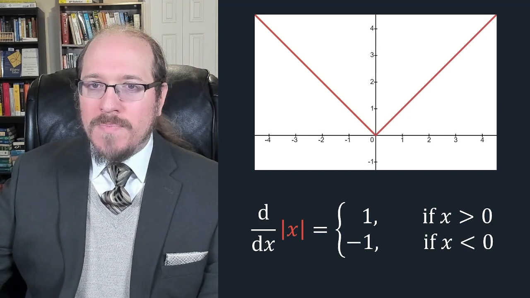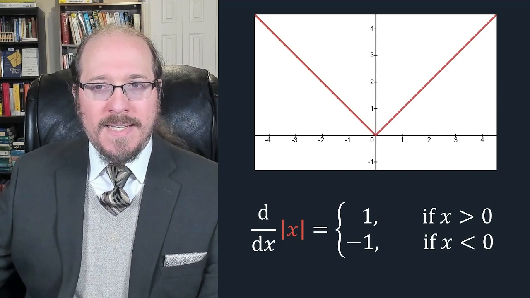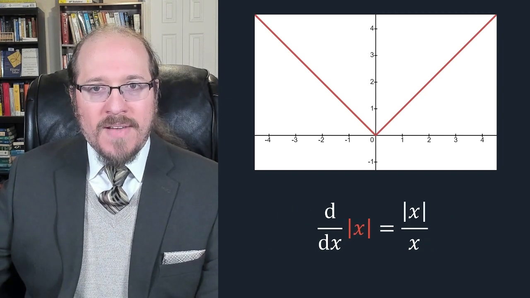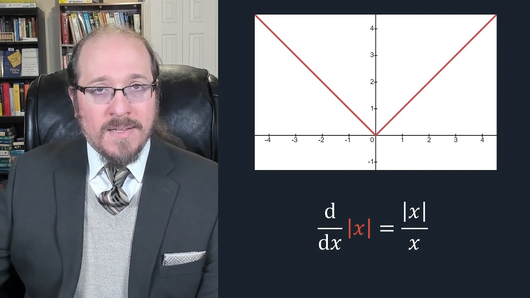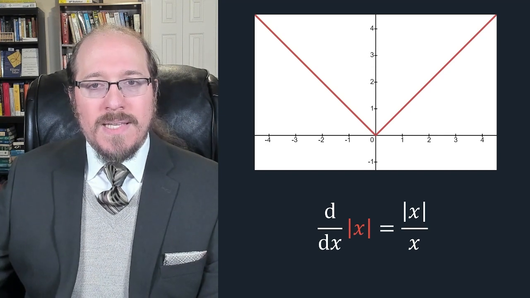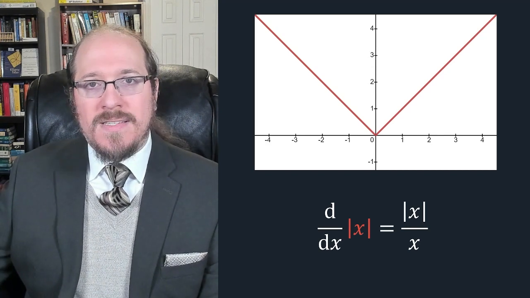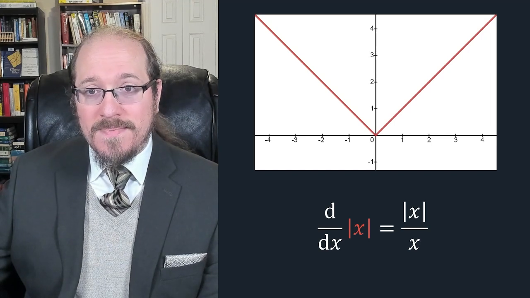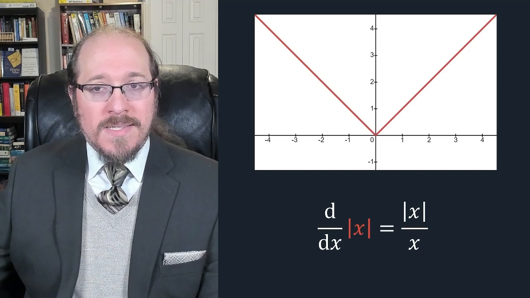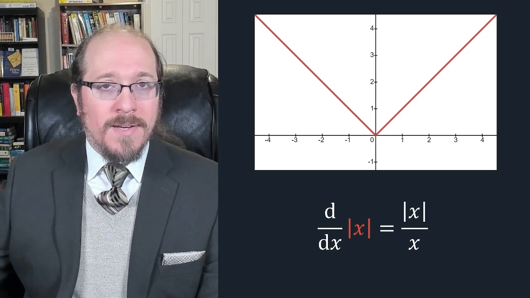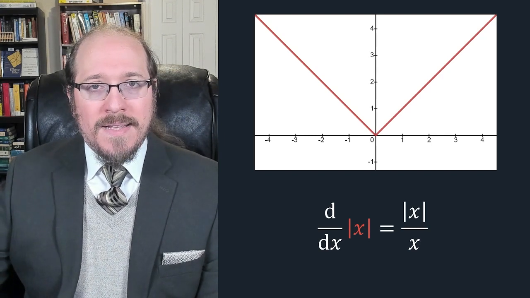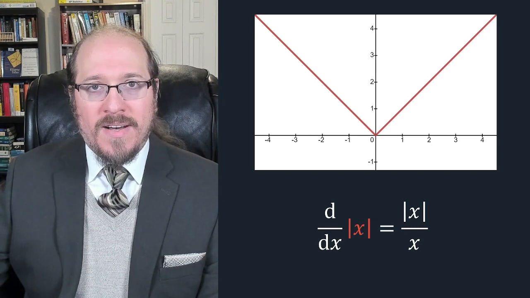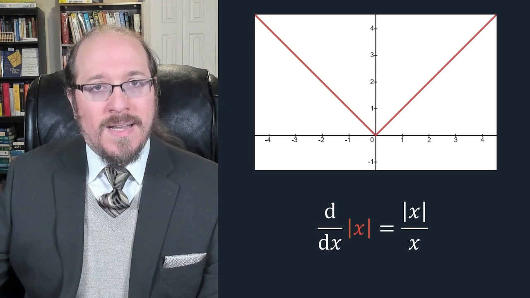And it's even possible to write out a formula that encapsulates this. We can say that the derivative of absolute value of x, the slope of the tangent line at any point, is always equal to absolute value of x divided by x, as long as that tangent line exists. You can check that when x is a positive number, this comes out to 1, whereas when x is negative, it comes out to -1, and when x is 0, it's undefined, which shows that the function is not differentiable there.